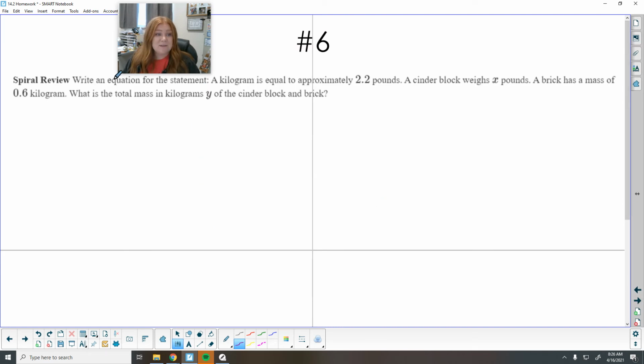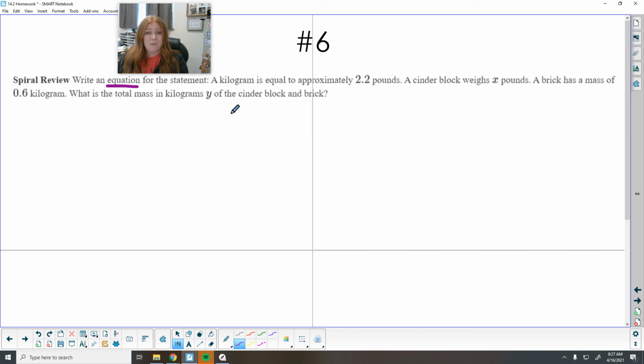Number 6 says write an equation for the statement. A kilogram is equal to approximately 2.2 pounds. A cinder block weighs X pounds. A brick has a mass of 0.6 kilograms. What is the total mass in kilograms Y of the cinder block and the brick? Okay, so that's a lot of information to dig through. So let's start with what we are looking for, an equation.